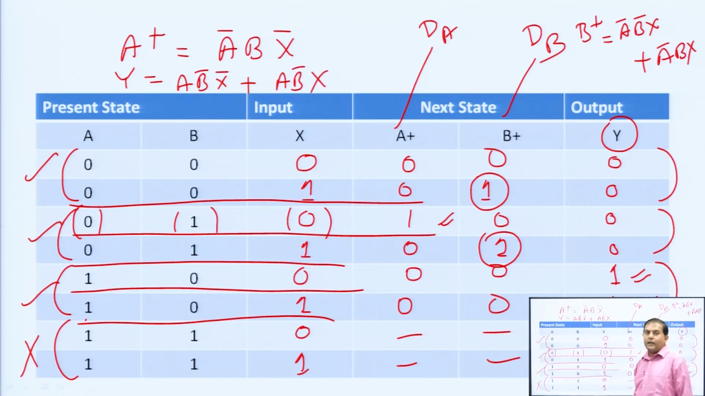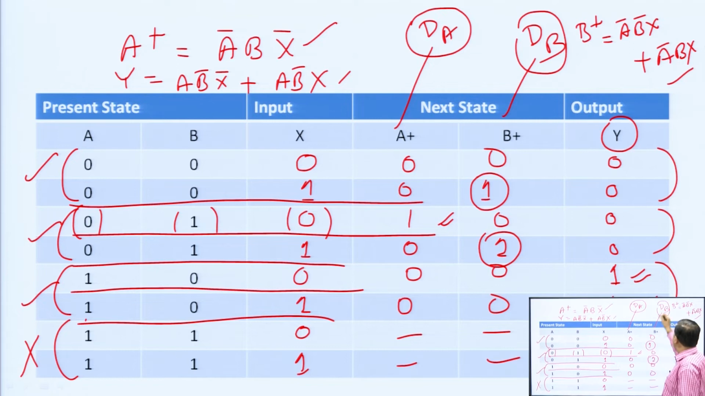See here, without K map directly we can form the Boolean expression, because only single or two 1 values are there. So, it is very easy. If more number of ones are there in the output table, you have to make K map. Here without K map only I can find out the Boolean expression. So, 3 equations we have taken, one for A plus, one for B plus and one for Y. A plus is the input to the flip flop DA, B plus is the input to the DB, and like that.